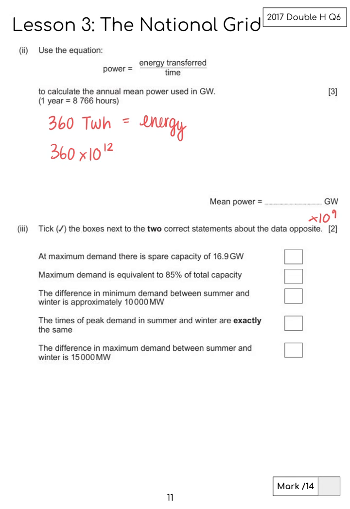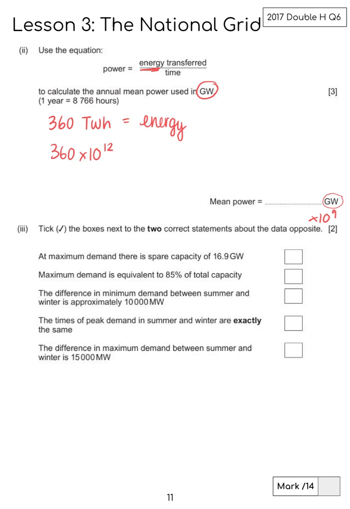Then the next question is asking us to do power is energy divided by time, the annual mean power used in gigawatts, that's important. So looking at the previous page of data, I just looked for any data point that mentioned energy, and this is the only one that mentioned energy. So we have 360 terawatt hours, and the first thing I'm going to do is convert it into gigawatt hours before I even worry about the time.